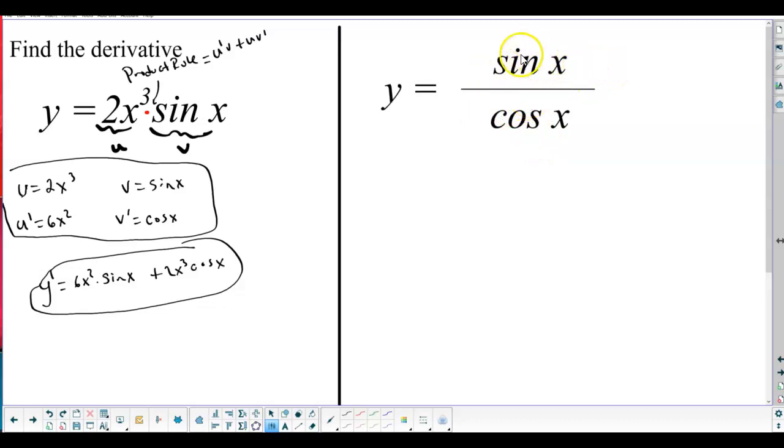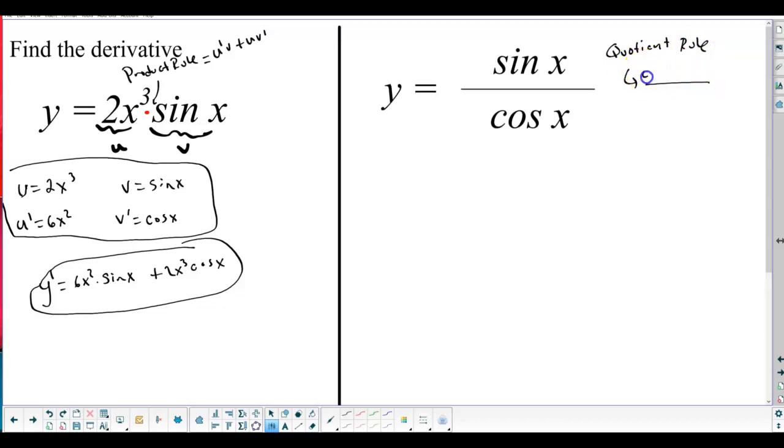You could simplify and you could pull out a common factor, but I wouldn't. This is good enough. All right, next one, last one here, I believe. We're going to do the quotient rule. We've got a fraction, sine of x over cosine of x. So just really quick, what is the quotient rule?